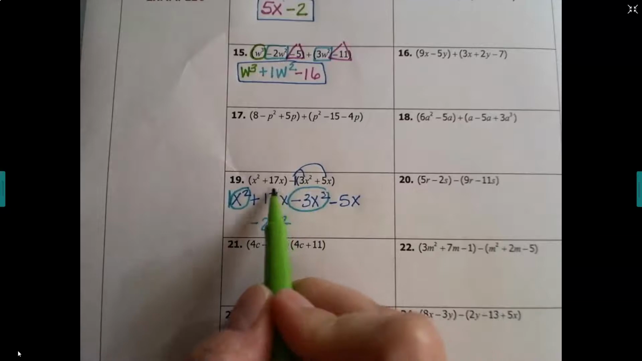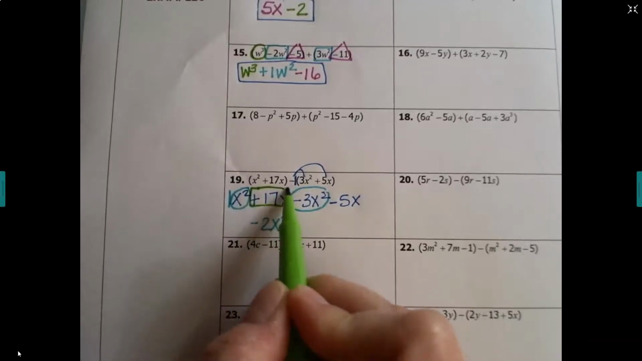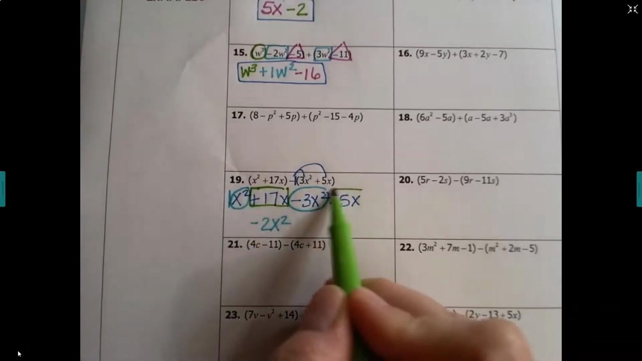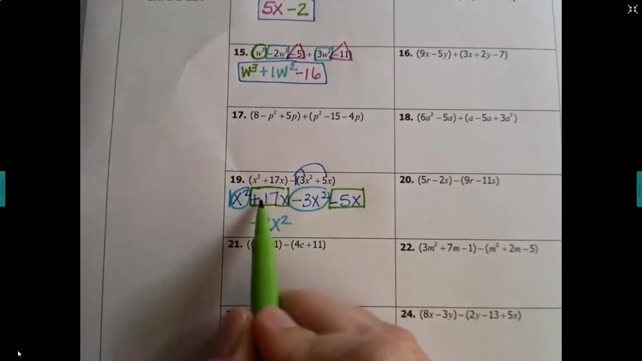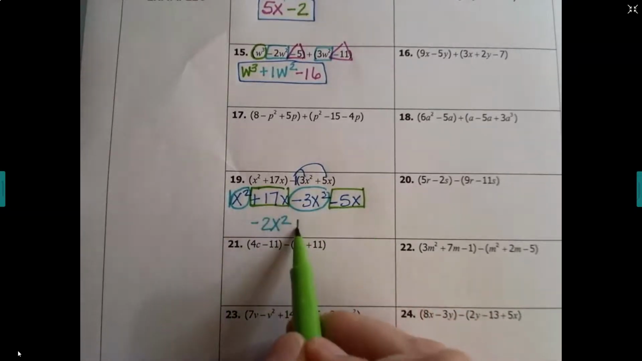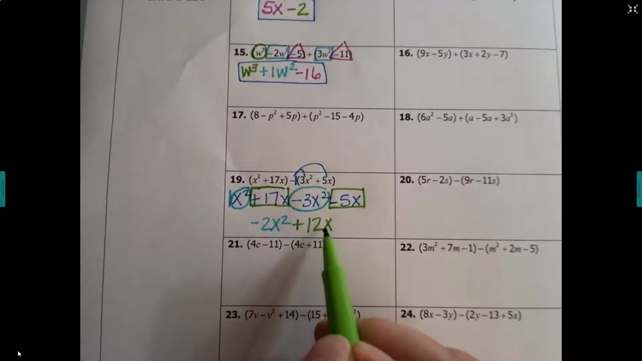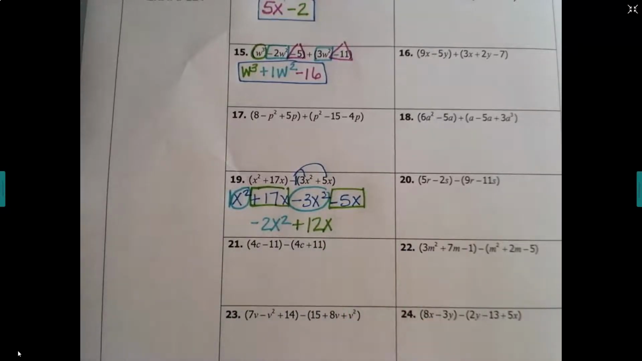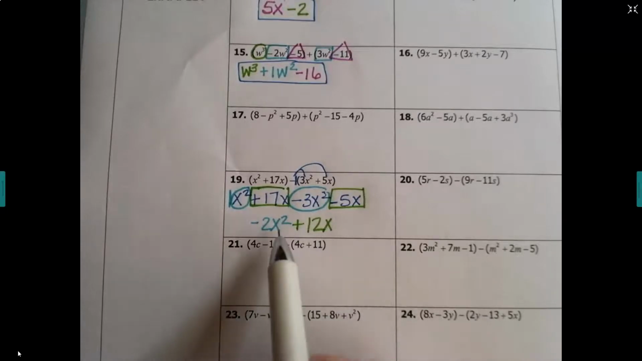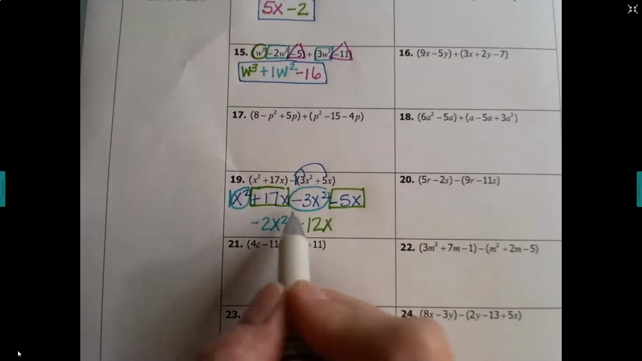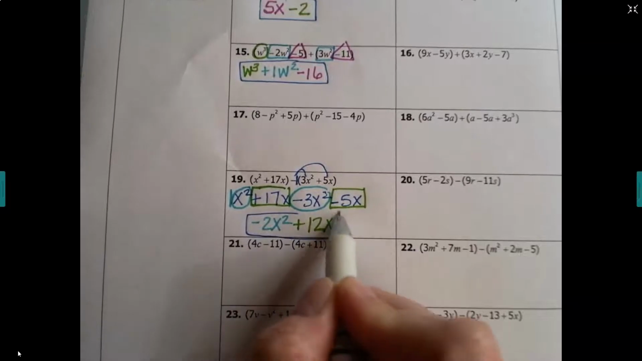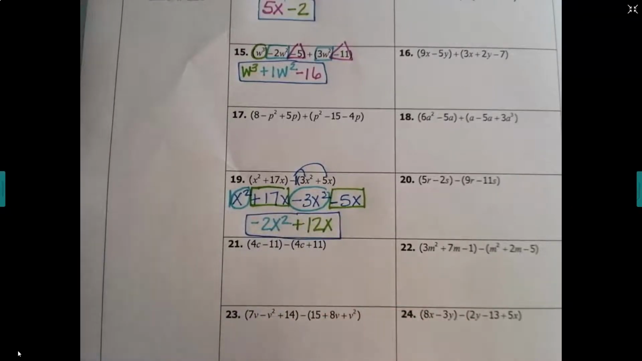I have a single x term right here. Look for any other single x terms. There's one. 17x minus 5x is a +12x. And there's nothing else to combine. We used everything from the original problem. So let's check our standard form. 2 exponents, 1 exponent. We are finished. That is our final answer there.